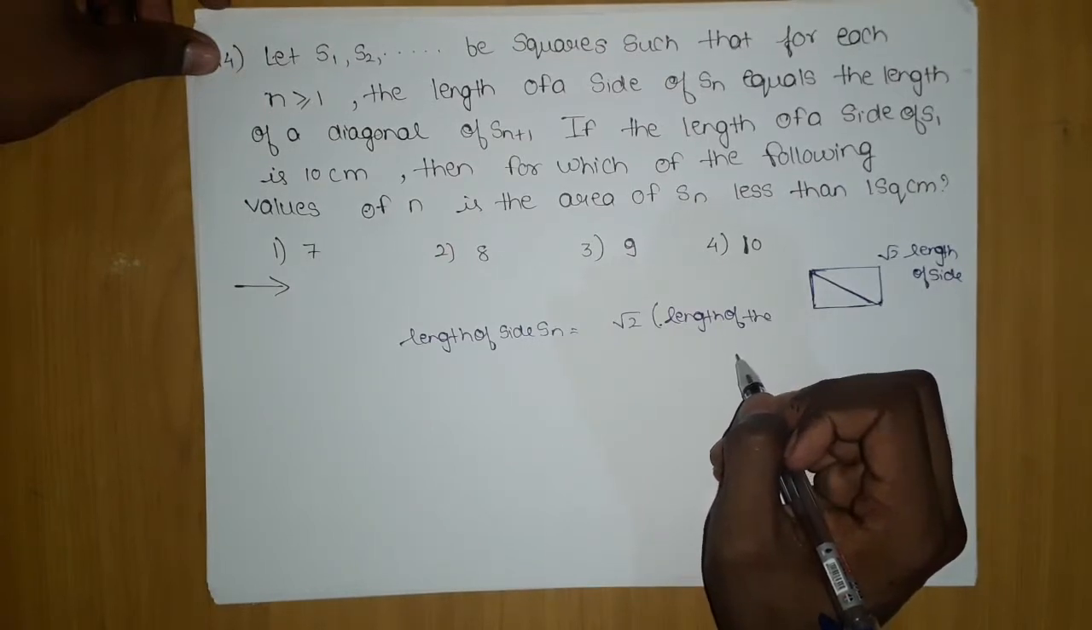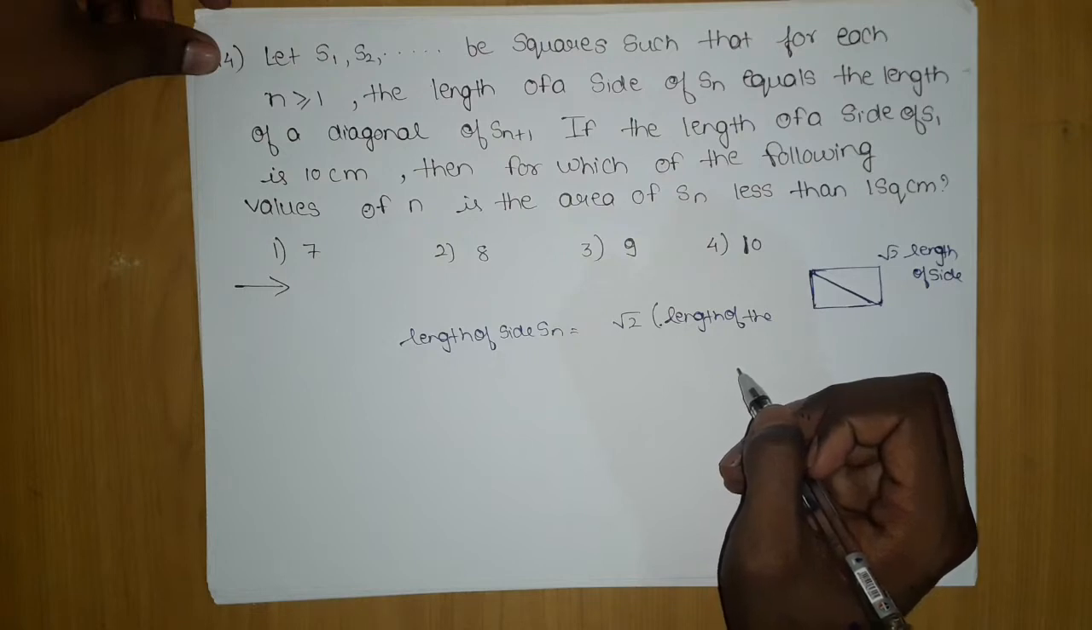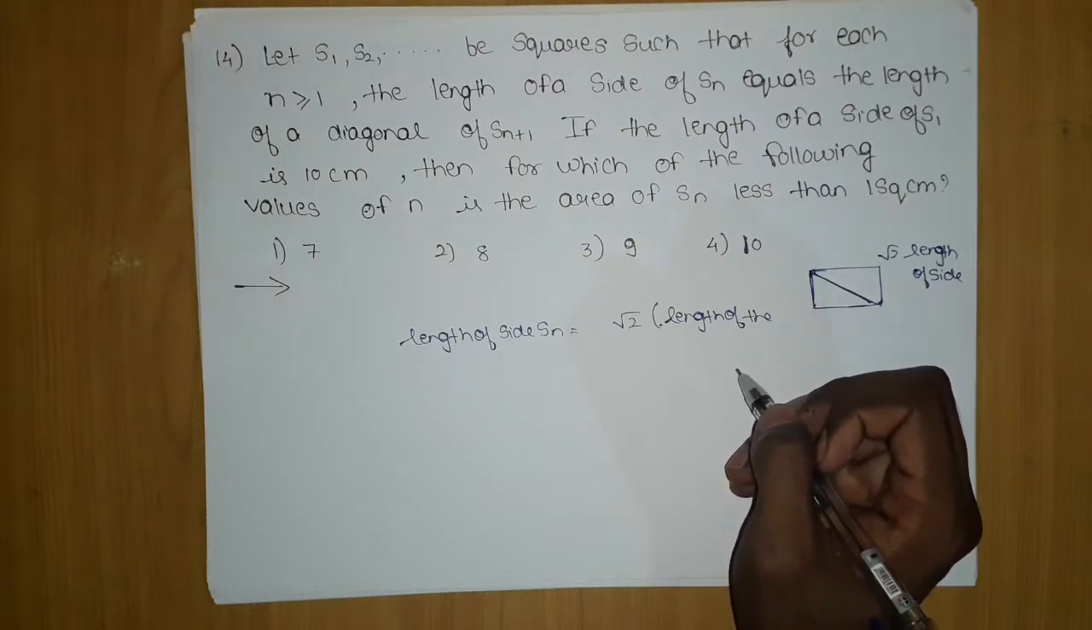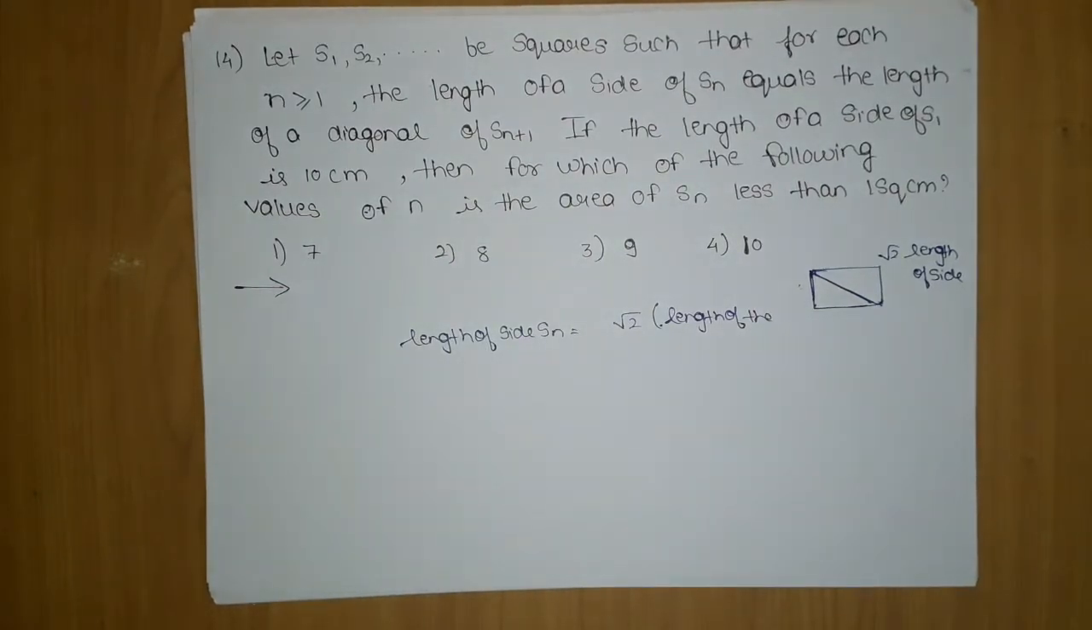Okay, wait a minute. The S1, S2 are the sides of the squares such that for each n greater than or equal to 1, the length of the side of Sn is equal to the length of the diagonal of Sn plus 1.